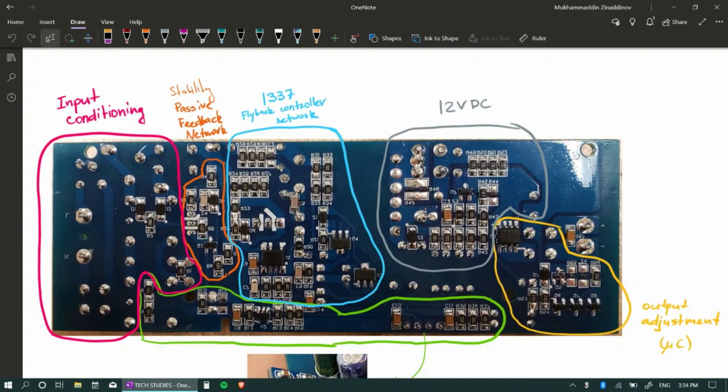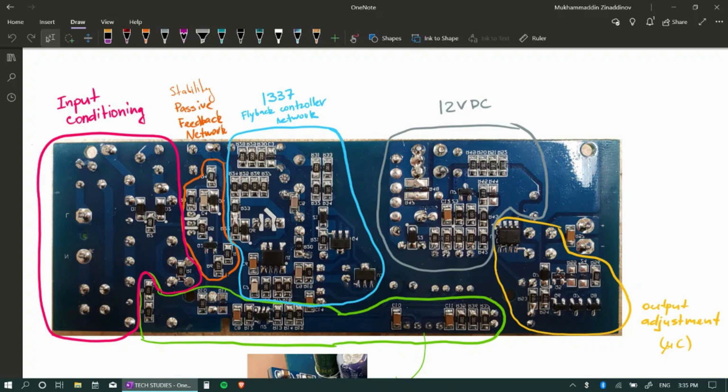We have the stability passive feedback network. We will talk about that more in detail, but that is for making the AC to DC converter stable, and we'll look at the ways it does that. Then we have our 1337 flyback controller network. Here's one of the advantages of looking up the existing data sheets and application notes. We can now treat that module as its own independent module, and it simplifies our analysis a lot, because all these components and traces fit more easily into the big picture.